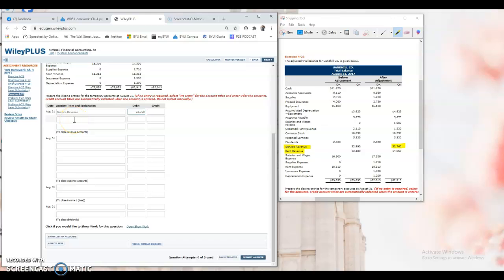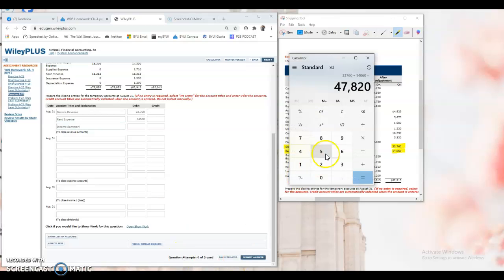And then second is rent revenue. Rent revenue is 14,060 here. So to close revenue accounts, we're just gonna put that in the income summary. And we're just gonna add those two. 33,760 plus 14,060 is equivalent to 47,820.